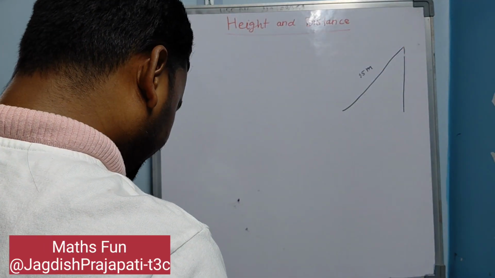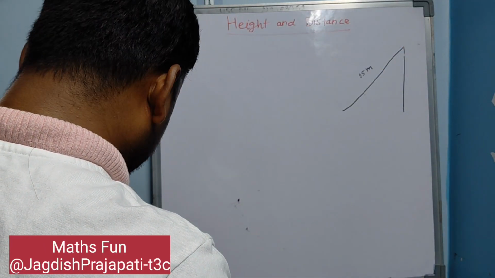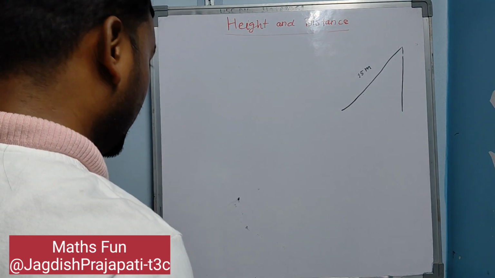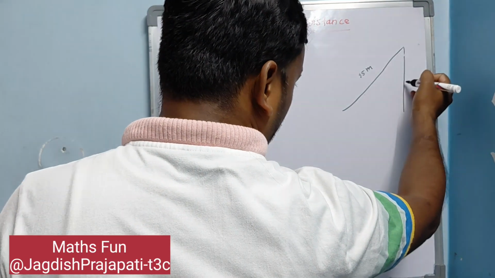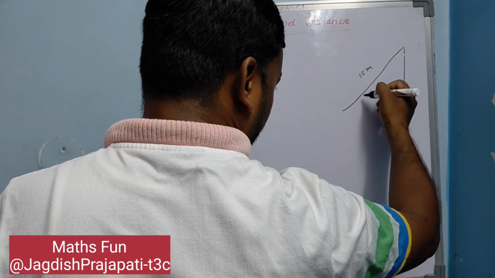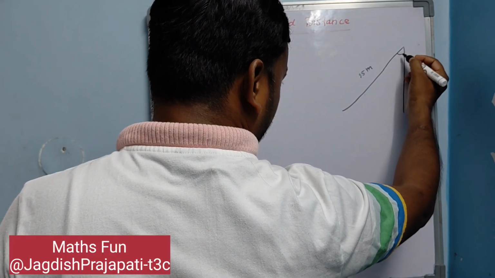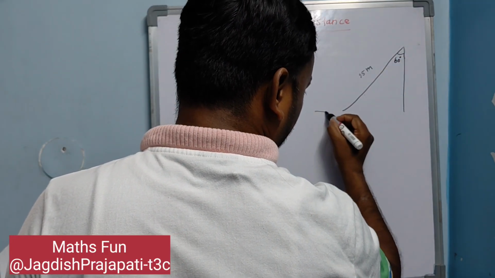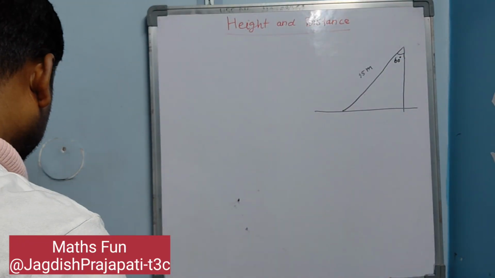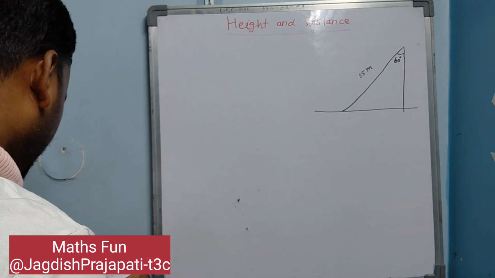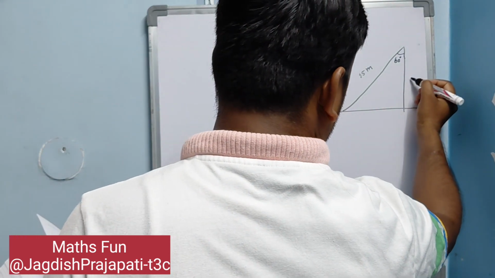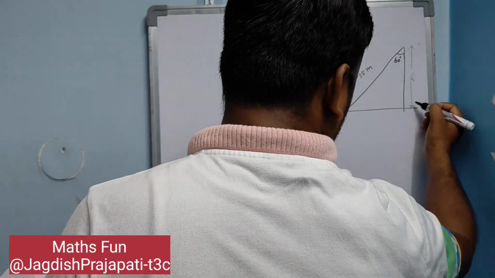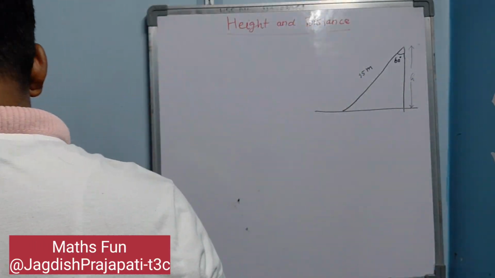If the ladder makes an angle of 60 degree with the wall, this is wall and this is the ladder. So it is making an angle of 60 degree with the wall. So this angle will be 60 degree. Find the height of the wall. Then we have to find this h. Let's say this is h. Find the height of the wall.